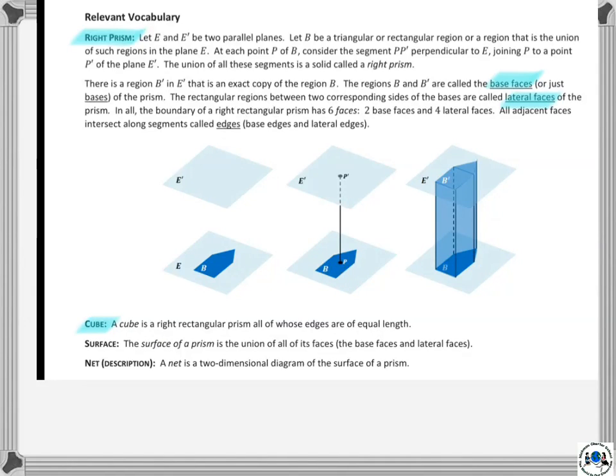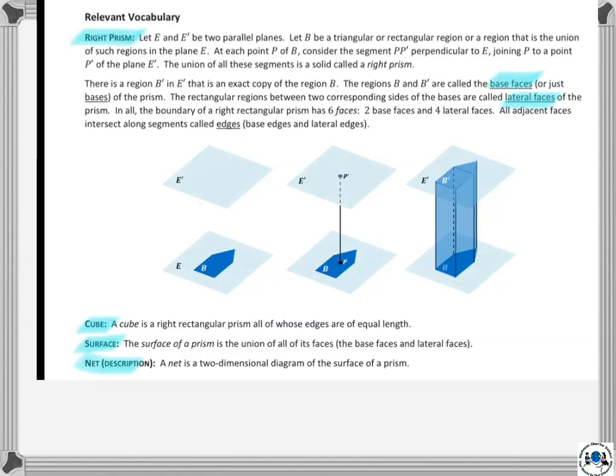It's just a right rectangular prism whose edges are all of equal length. And the surface of a prism is the union of all of its faces. So when we added all those face areas together, we came up with the surface area.